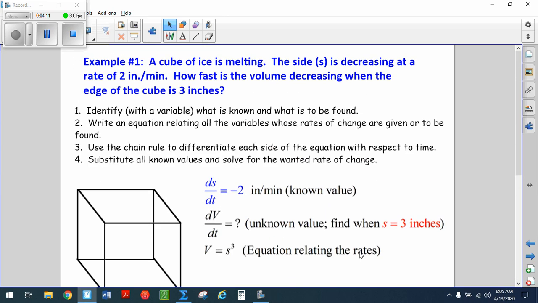Back up to my steps: I identified my variables, wrote an equation relating all the variables whose rates of change are given or trying to be found. I used the chain rule to differentiate each side with respect to time, and then substituted in the values.